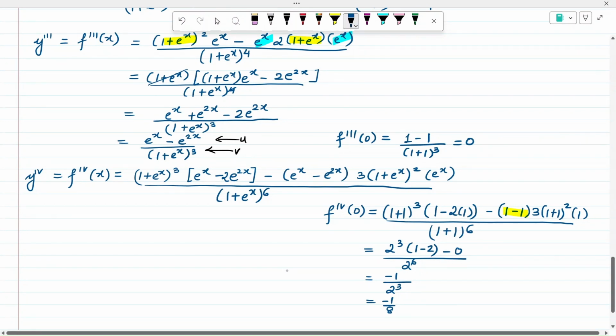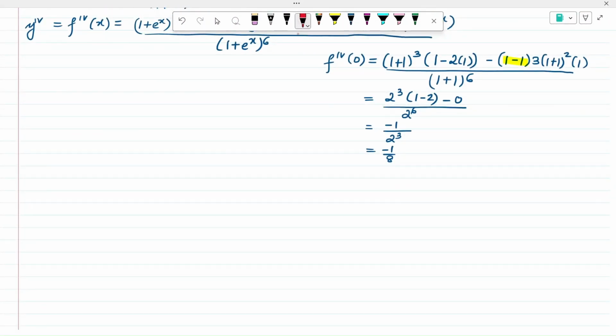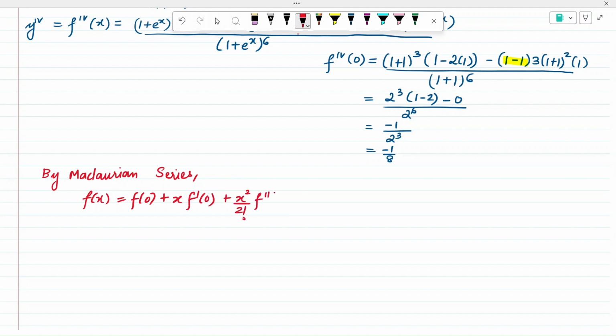Okay. So let's apply Maclaurin series again. So by Maclaurin series, we'll have f of x is f of 0, x f dash of 0, x square by 2 factorial f double dash, x cube by 3 factorial f triple dash. We will write up to the fourth order because the question asks for terms up to x raised to 4. And the series does not stop here, it is infinite. Let's substitute the values here.